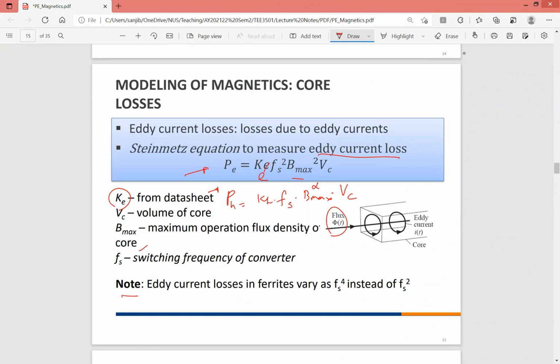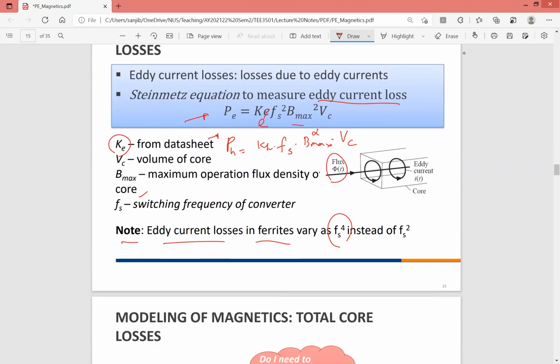Here is a note. For ferrite material, the eddy current loss varies even as Fs to the power 4 instead of square. Ferrite material is commonly used in high frequency magnetics like inductors, whereas magnetic steel, or silicon steel, is used for low frequency in big transformers, right? But ferrite material is used for high frequency, and here it says the eddy current losses still increase as Fs to the power 4 instead of Fs square.